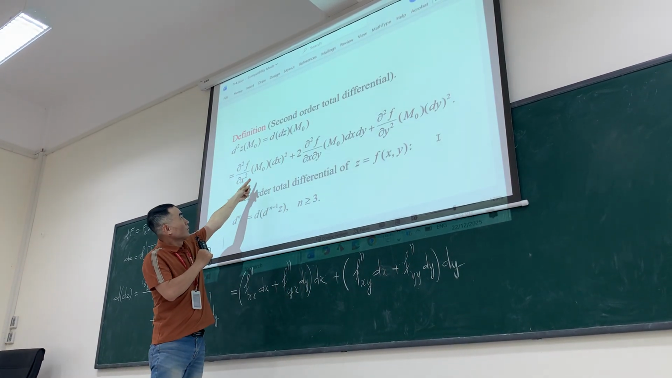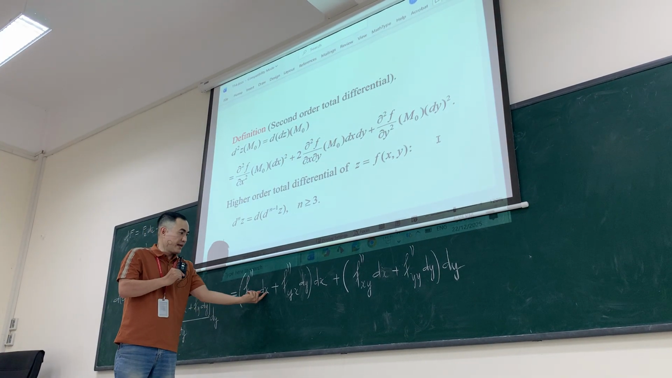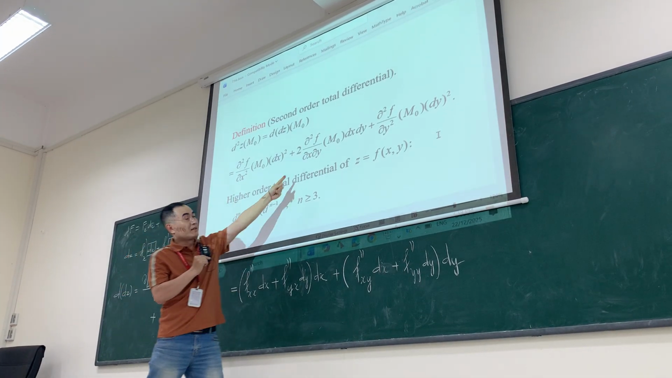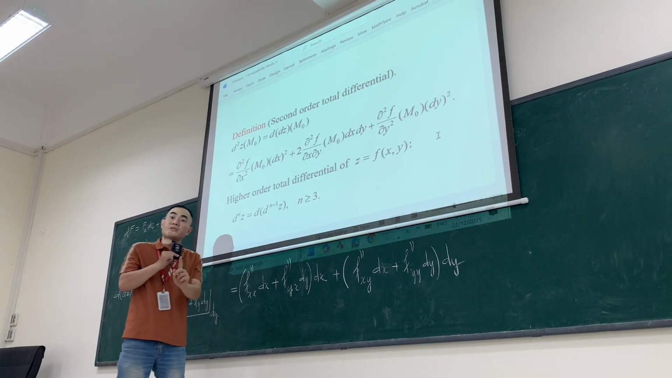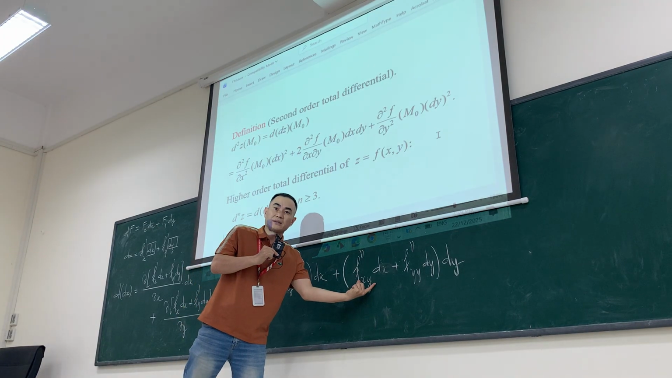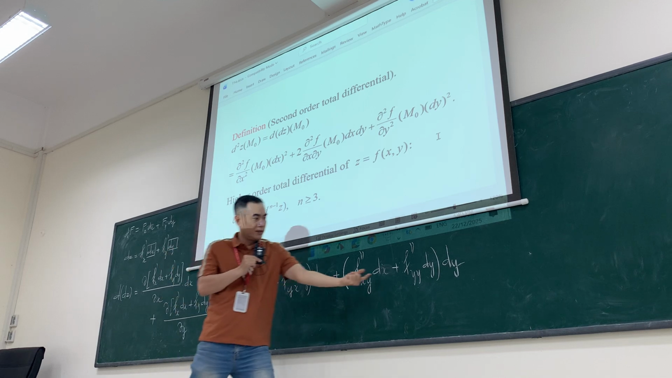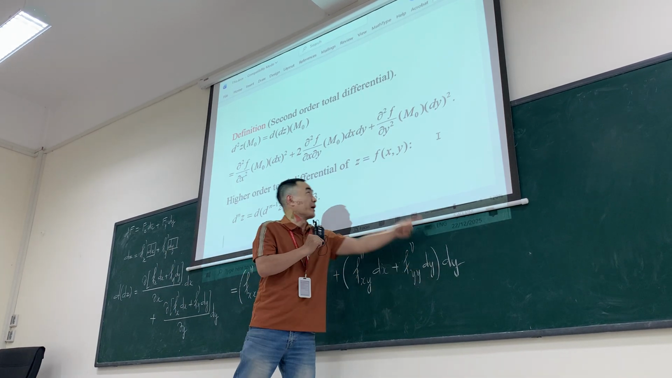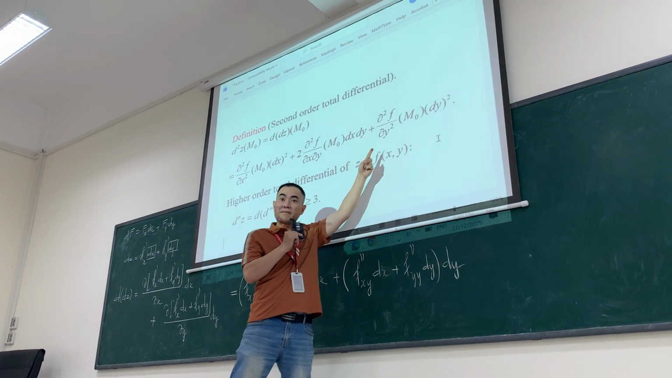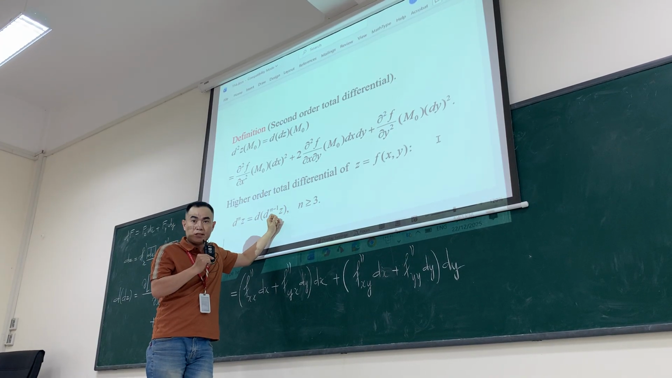Now, we return to this formula. f double prime xx dx squared, okay, imagine that is the first factor. For the second, I think you use the swap theorem: we have f double prime xy is equal to f double prime yx, so we have two of them. So finally, f double prime yy dy squared, the last factor. Okay, we obtain the result.